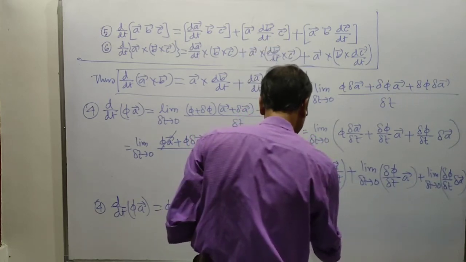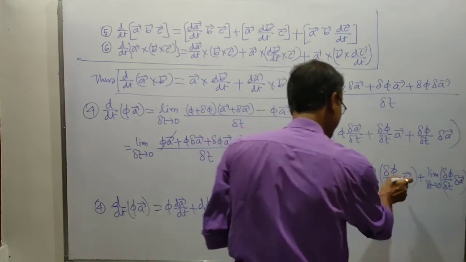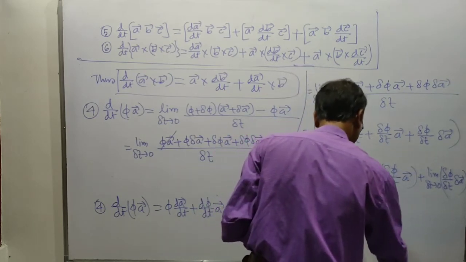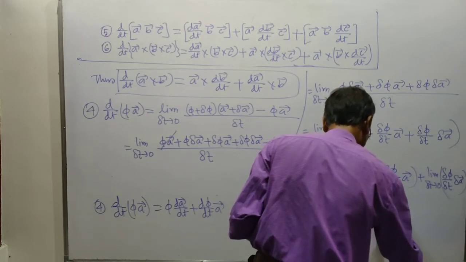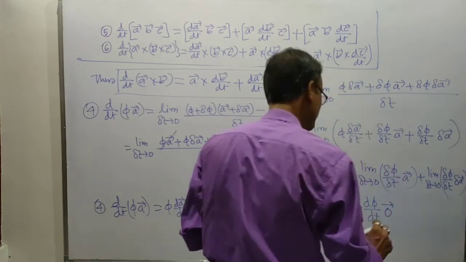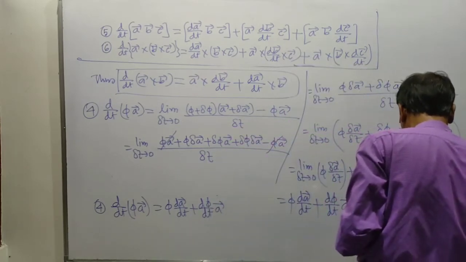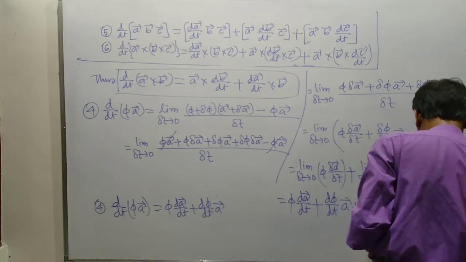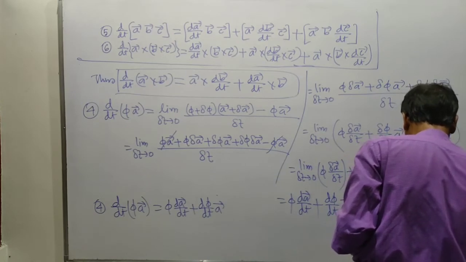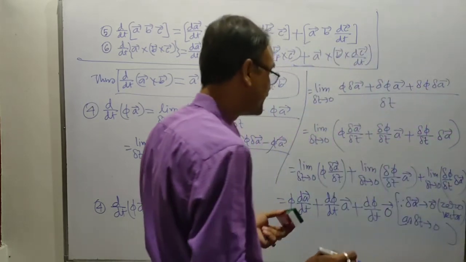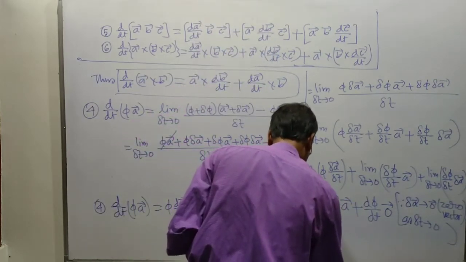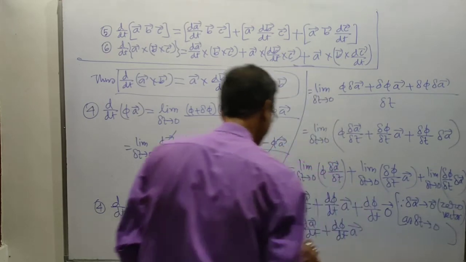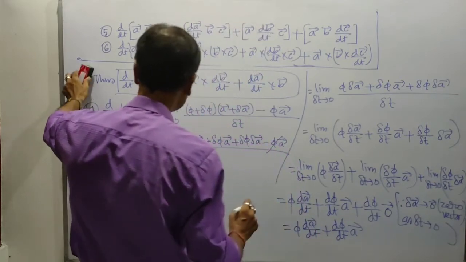Delta A by delta t is nothing but dA vector by dt, plus d phi by dt A vector, plus d phi by dt times the 0 vector, since delta A tends to 0 vector as delta t tends to 0. This is equal to phi dA vector by dt plus d phi by dt A vector.